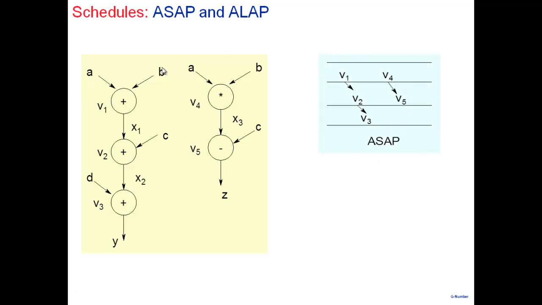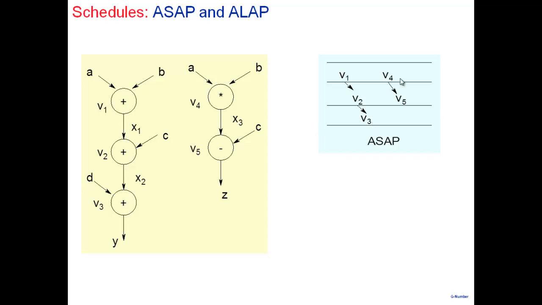ASAP would be, inputs are available. So in the first clock cycle itself, I schedule V1. Now V2, I cannot schedule in the first clock cycle because it has to wait for input for this one. But V2, the output of this one, X1, is available in clock cycle 2. So V2, I immediately schedule it. And then for V3, I have to wait. So the earliest I can schedule is over here, V3.